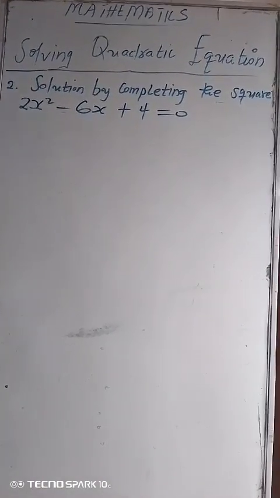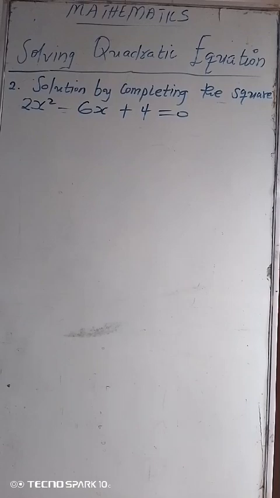Now let's look at our second example, which of course we are going to solve using the completing the square approach. So the example is: solve this equation by completing the square. Even this one, you have been restricted to use the completing the square approach. So our equation is 2x squared minus 6x plus 4 is equal to 0.